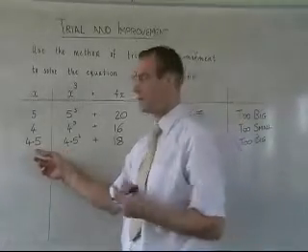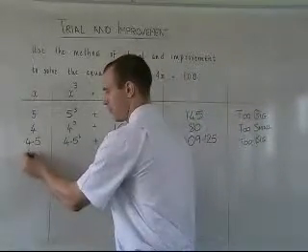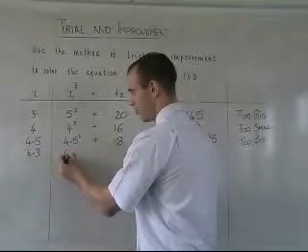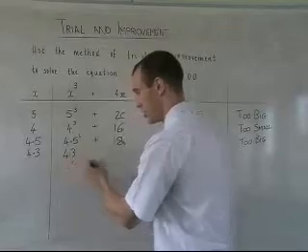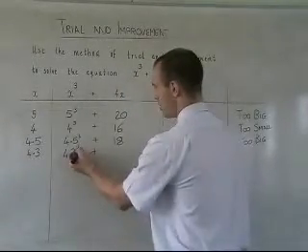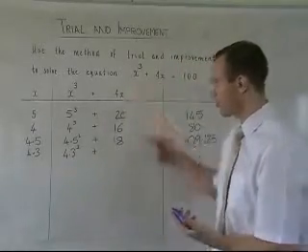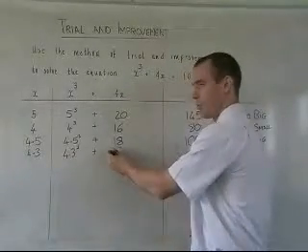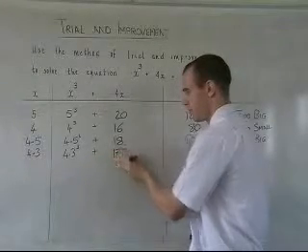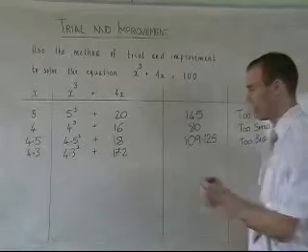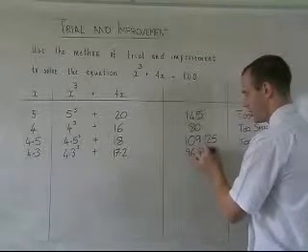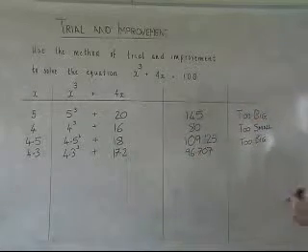We're going to try out 4.3. So if we cube that first, 4.3 cubed, which is the same as 4.3 times 4.3 times 4.3. Now we're going to do 4.3 times 4 for 4x, which is 17.2. Add the two together, and we get 96.707. This is now too small.